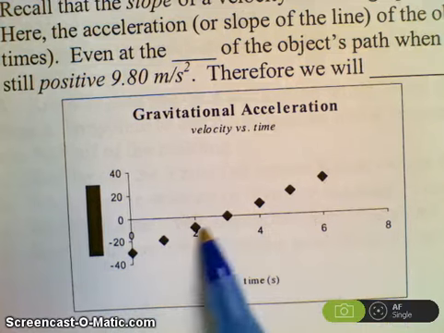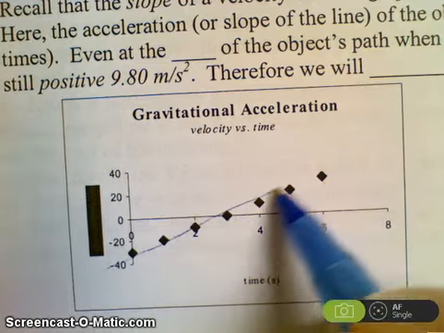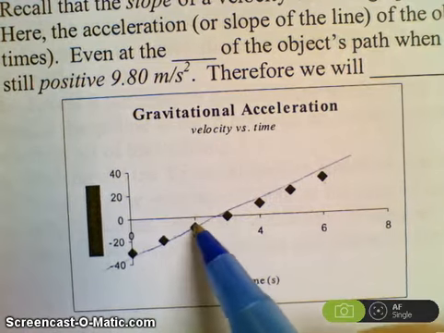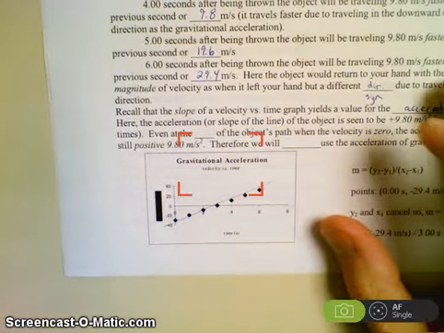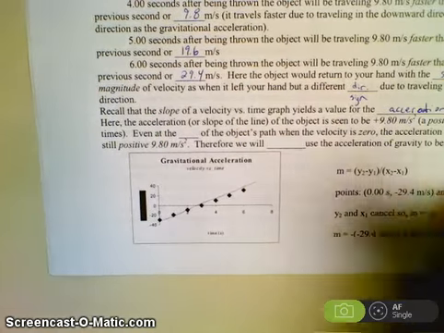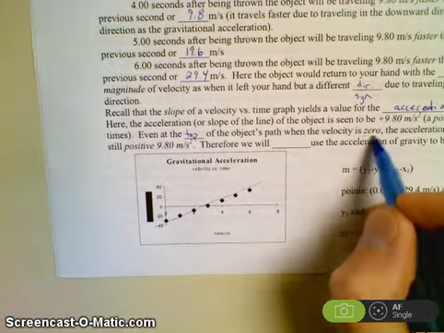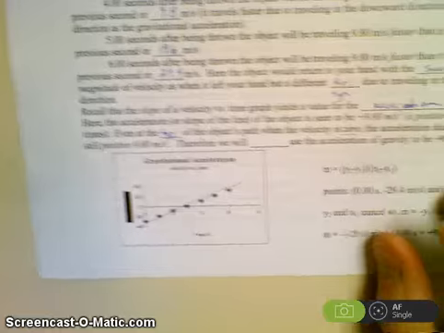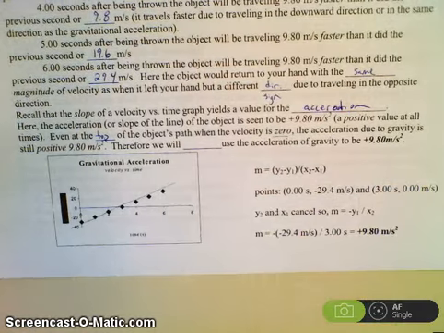So if you notice, could we find the slope of that line? Sure, pick any 2 points on that line and we can find the slope. And the slope is going to be positive 9.80 meters per second squared, which so happens to be our gravitational acceleration. It says even at the top of the object's path where the velocity is 0, the acceleration due to gravity is still that positive 9.80 meters per second squared.